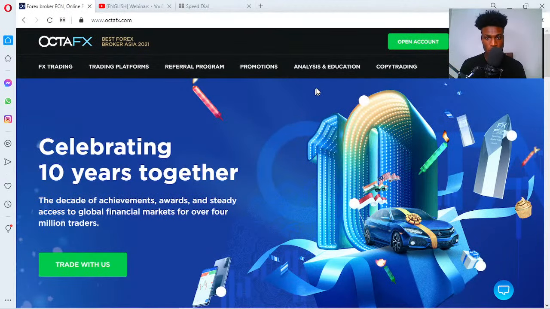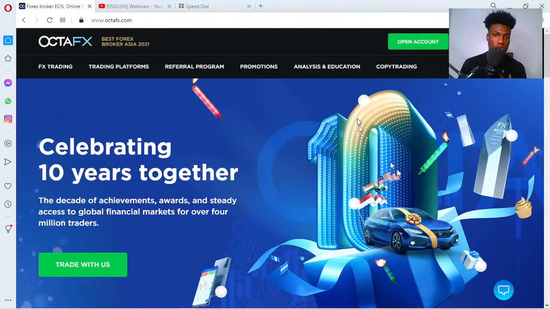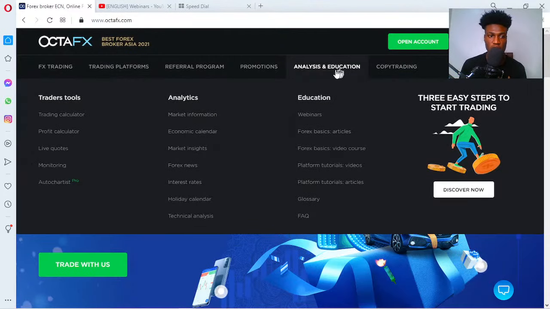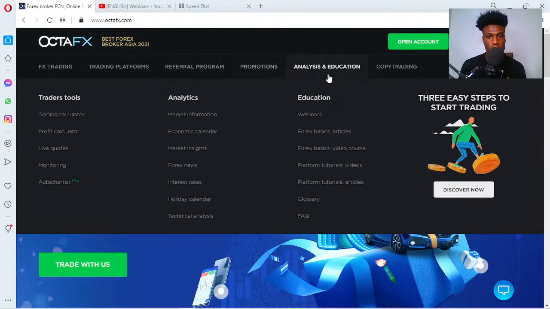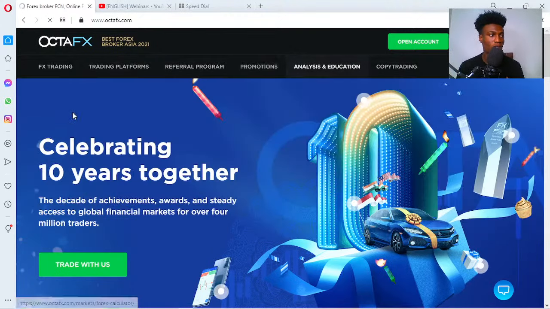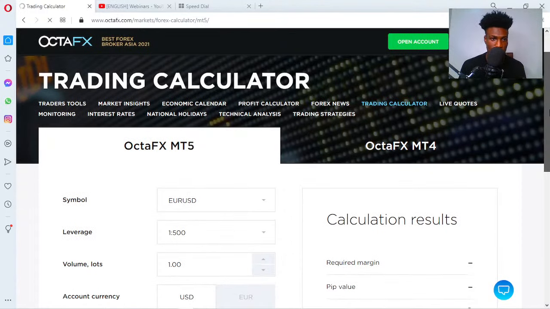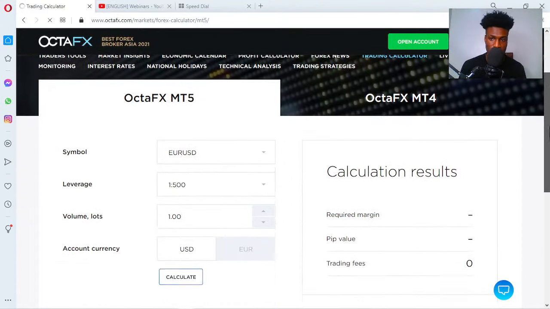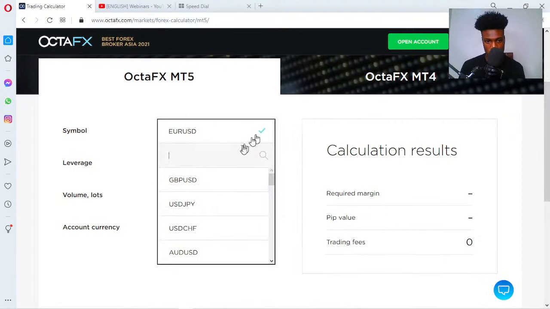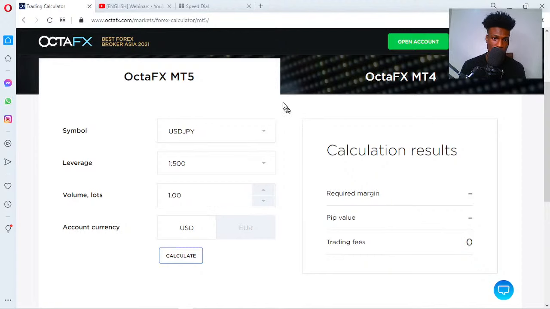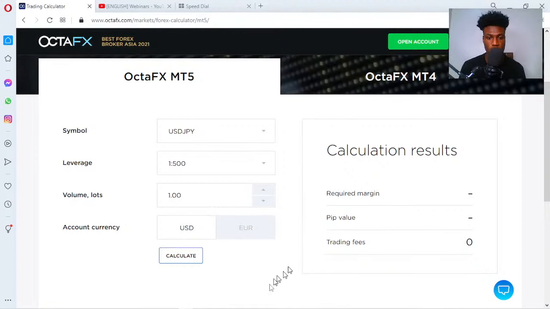How do you locate that calculator? So you go to octafx.com and then you go to analysis and education, and you come down to trading calculator. So you have two trading calculators, one for MT5, one for MT4. Whichever one you use, you can just go ahead and use whichever one of these trading platforms you use.